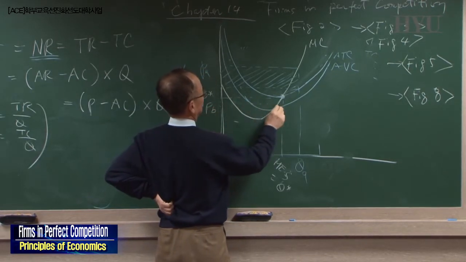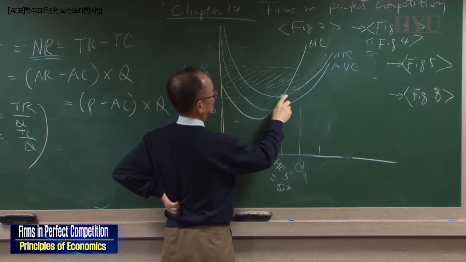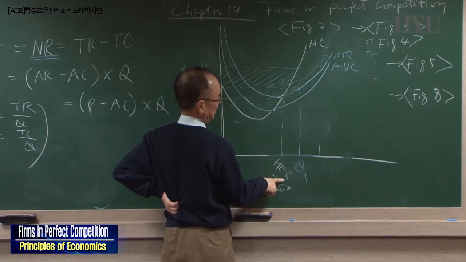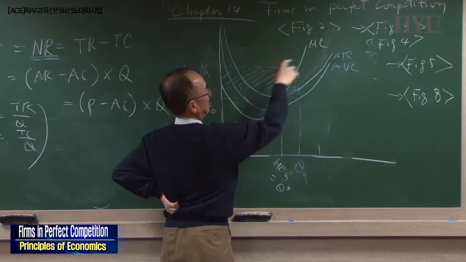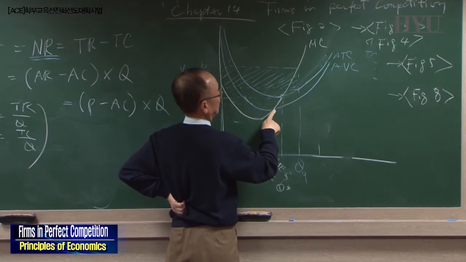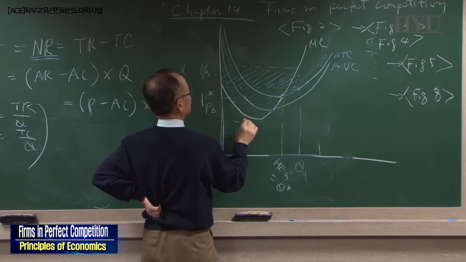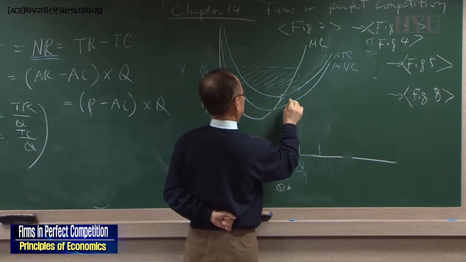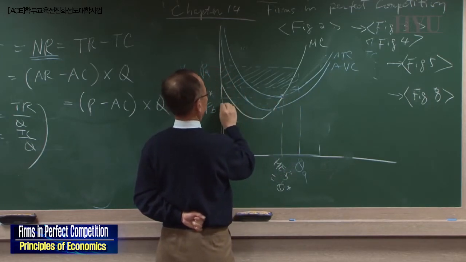PB. Okay, this PB is unique in that it falls somewhere between two minimum points. This is the minimum efficient scale, the minimum point on the ATC curve. This is the minimum point on the AVC curve, here. So market price falls down somewhere here. So this is PB right here.